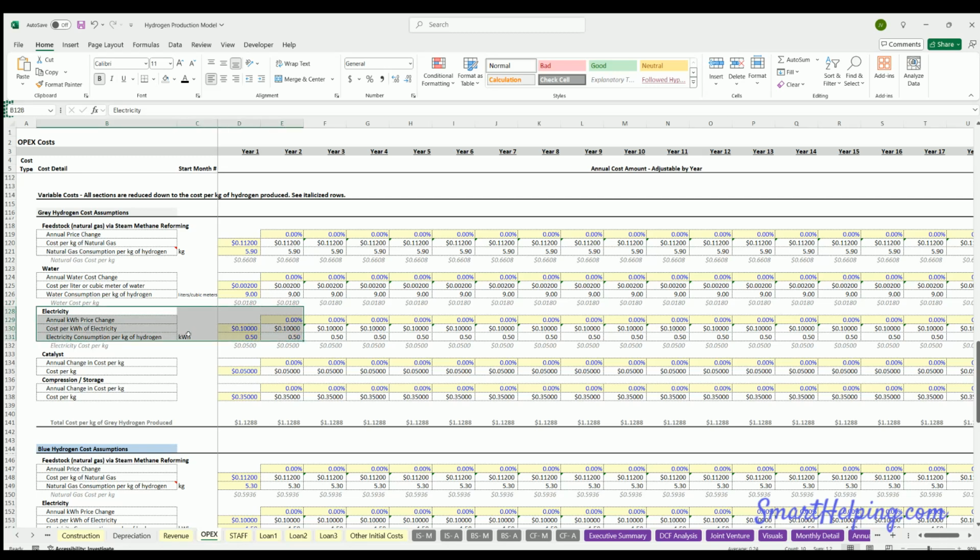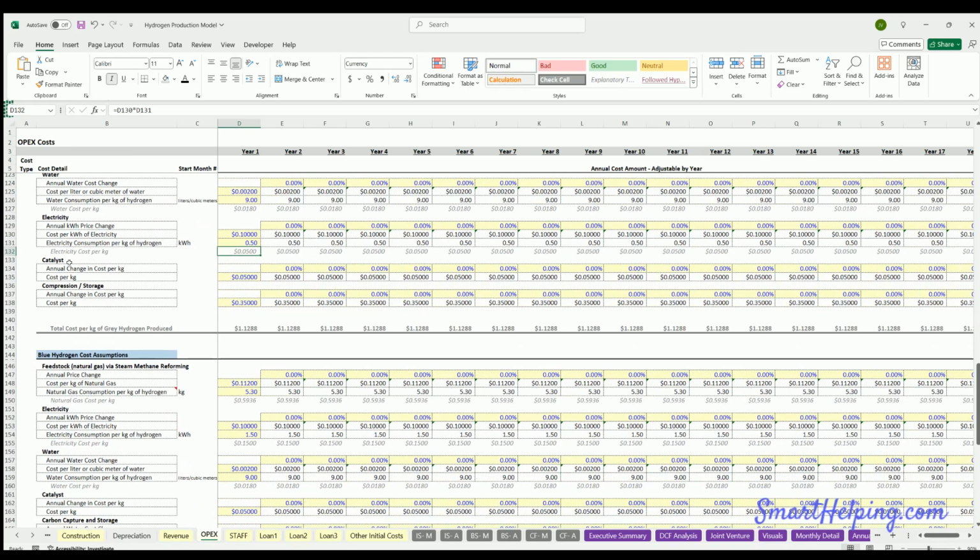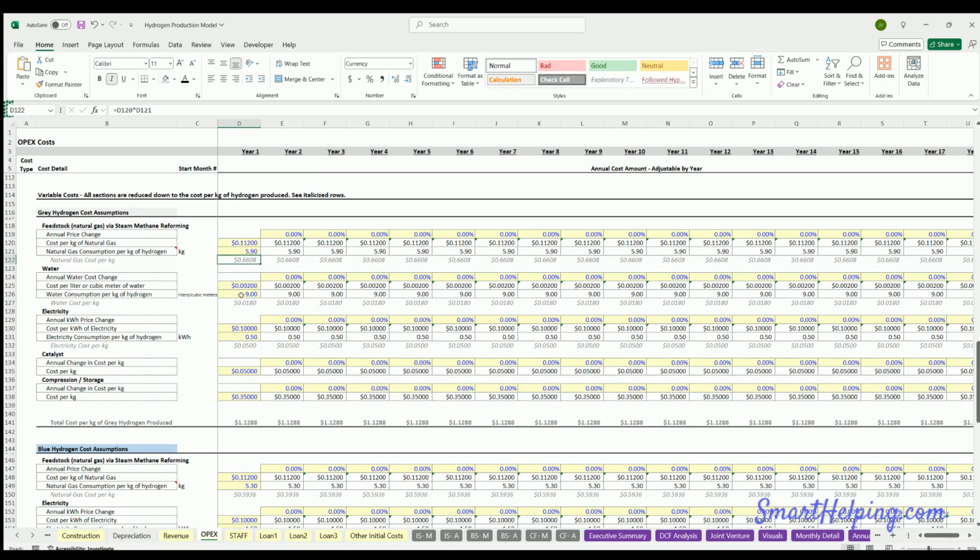Electricity, same thing. We're doing in kilowatts. So how many kilowatts is required to produce 1 kilogram of hydrogen times your electricity cost. And then that'll scale up based on how much hydrogen you're producing prior to the yield calculation. So remember, this is just how much you're producing in kilograms, and so this is cost per kilogram here. And then we have two other more simplistic calculations, catalyst and compression storage. So here we're just hard coding in a cost per kilogram of hydrogen for these two, and those will just get added to the other calculations we've done that are a little bit more detailed.